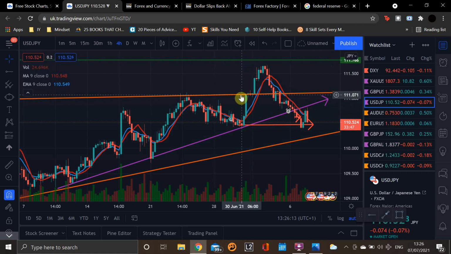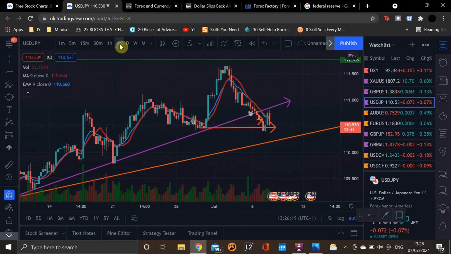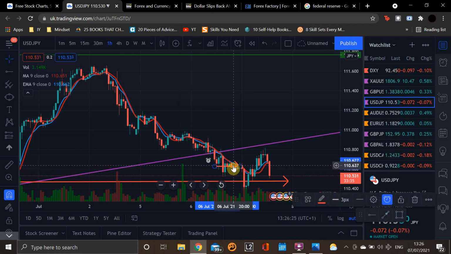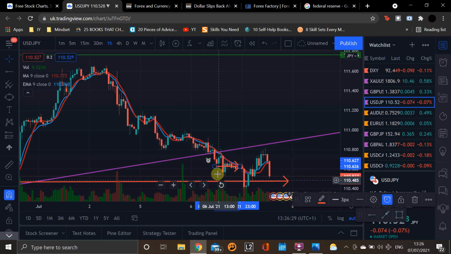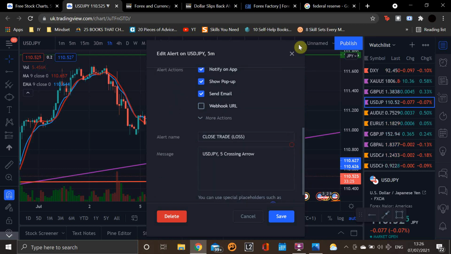Let's remove this. There's a resistance area there. So I broke past here. What was this all at? Close trade loss, okay.